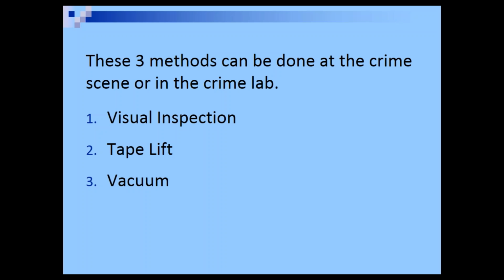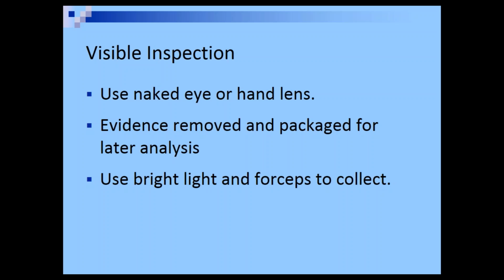If there's a bunch of fibers on a glove, somebody back at the lab needs to open up the glove and actually pluck the fibers off of that glove. Okay, so we're going to look at 3 different ways to collect the trace evidence off of the object, whether it's at the crime scene or back at the lab. Okay, the first is the easiest, visual inspection.